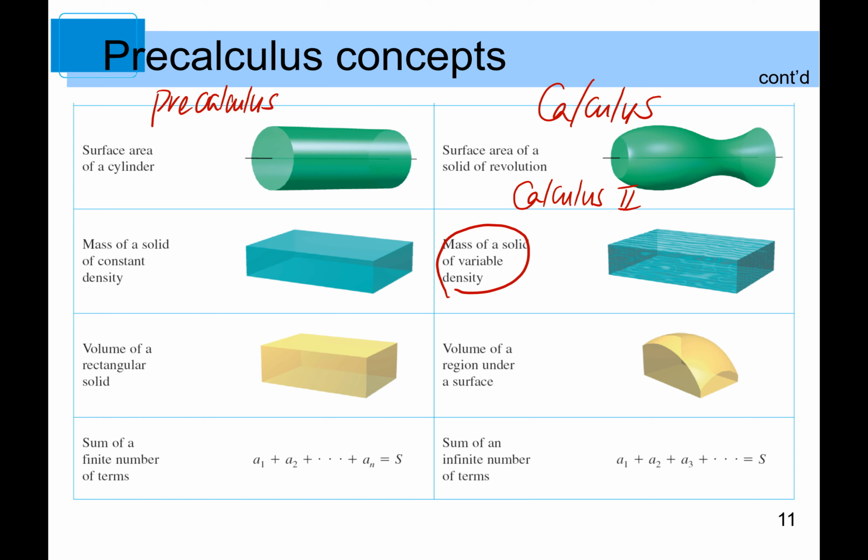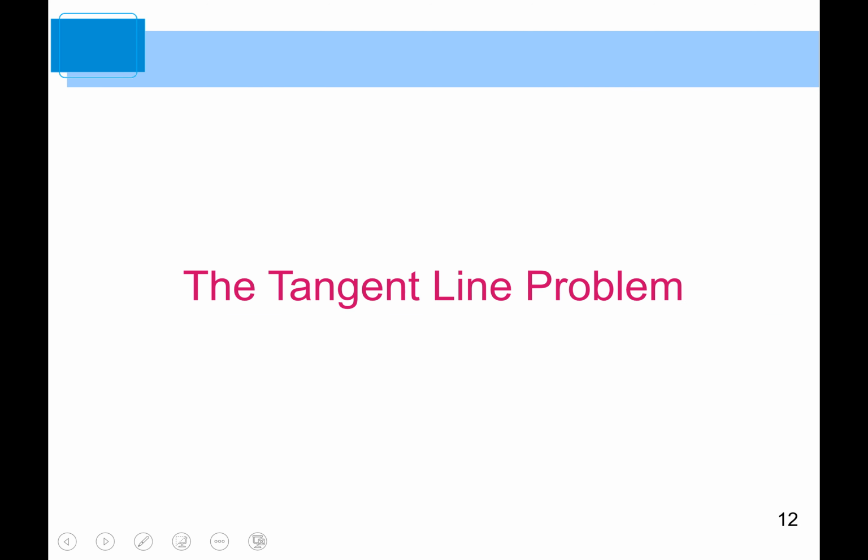In precalculus, you can find the volume of a rectangular solid. In calculus, you can find the volume of a region under a surface. In precalculus, you can find the sum of a finite number of terms. And in calculus, you'll be able to find the sum of an infinite number of terms. So that's a major difference between precalculus and calculus.